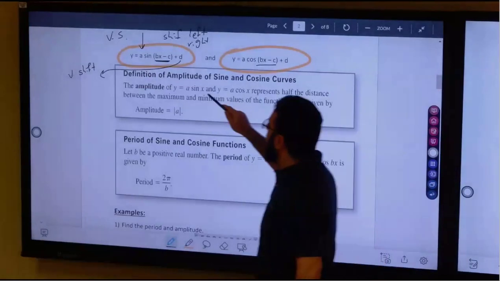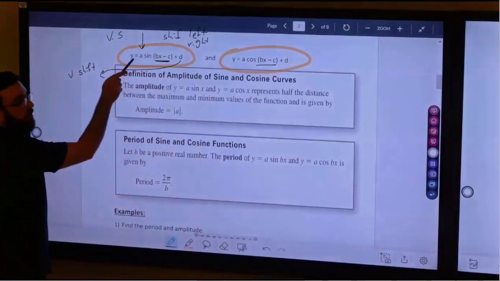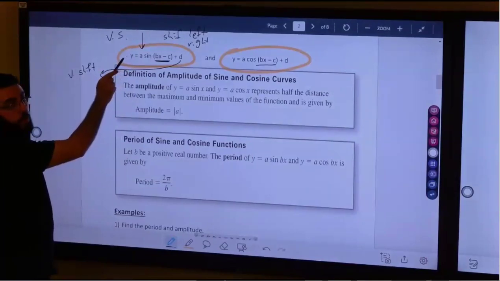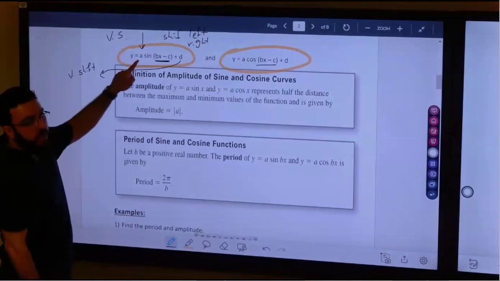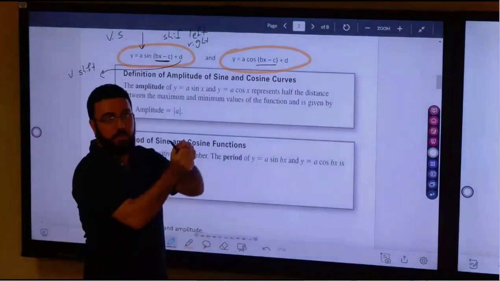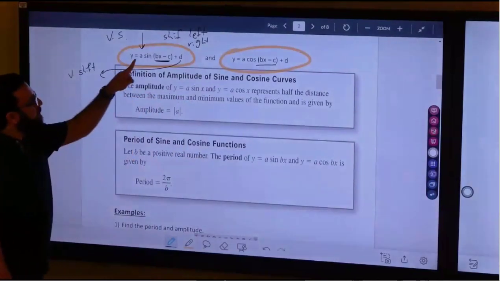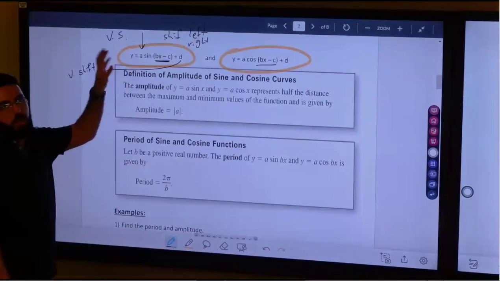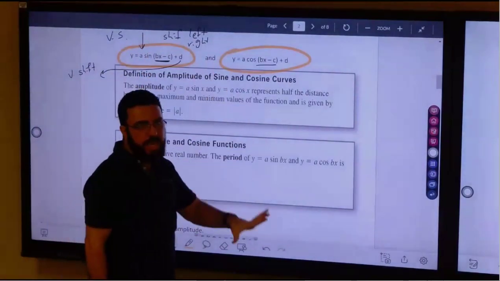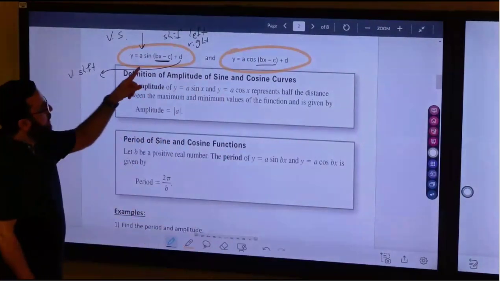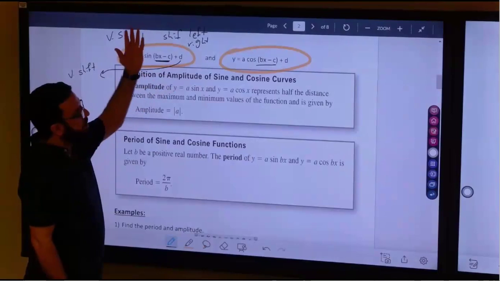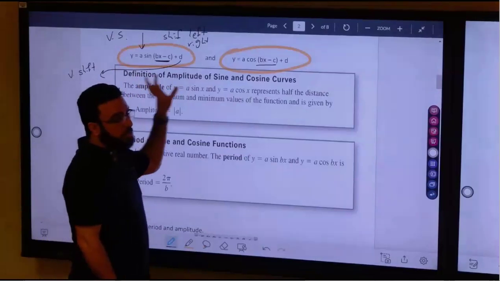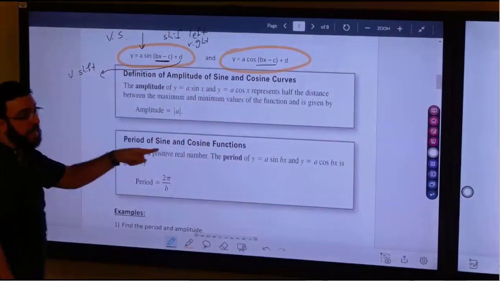So it's a vertical stretch if the number here is greater than 1, 2, 3, 4, 5, 6. If A is less than 1, between 0 and 1, that means it's a fraction, 1/2, 1/5, 1/10, and it's going to be a shrink. D is going to be shift up and down. This one is going to be shift left and right. I need you just to memorize these because we're going to use them to graph the sine and cosine.